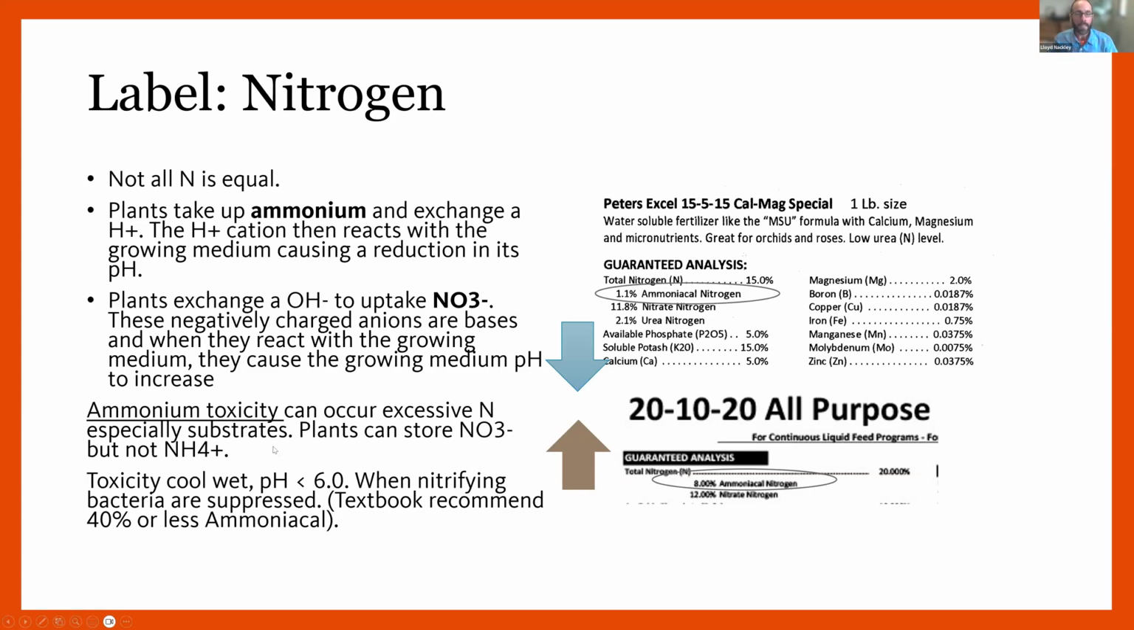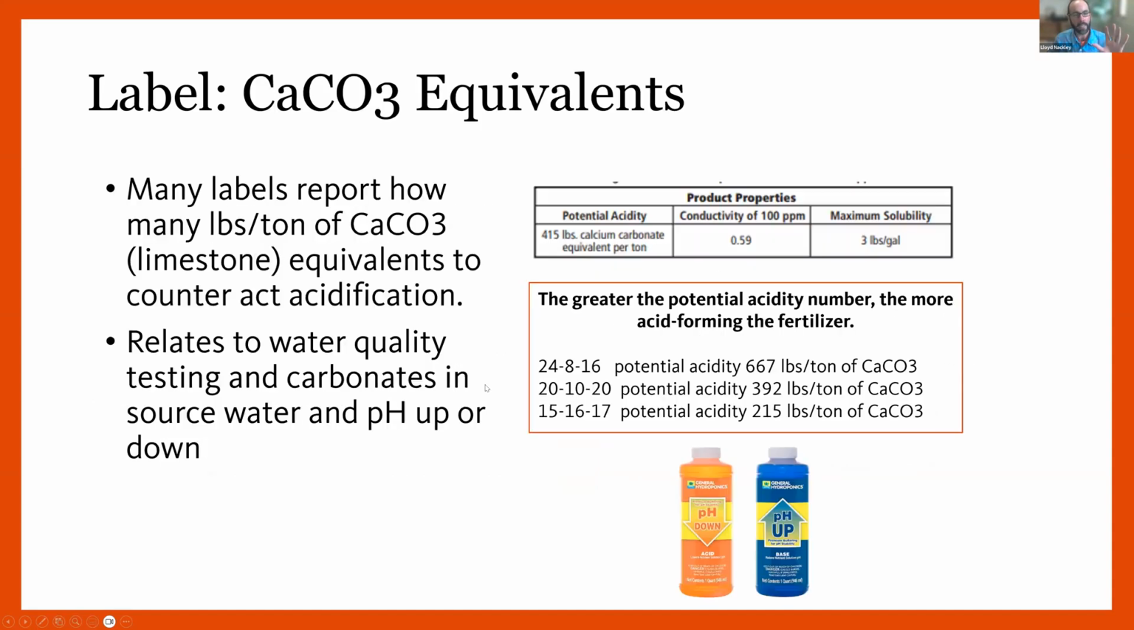In Oregon, where it's often cool and wet, you can have ammonium toxicity. So it can be a problem if there's excess ammonium in the system, because the plants cannot process it, they cannot store it. So that's something to be aware of when you're looking at it.